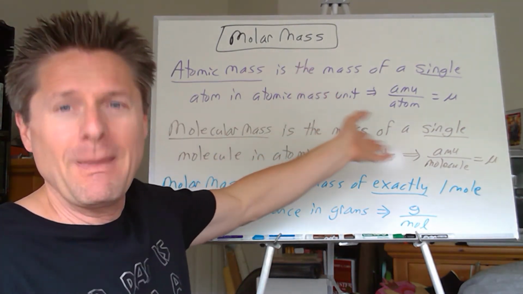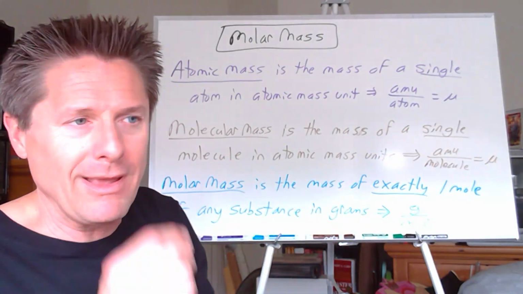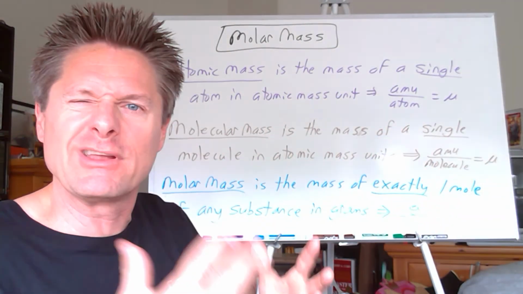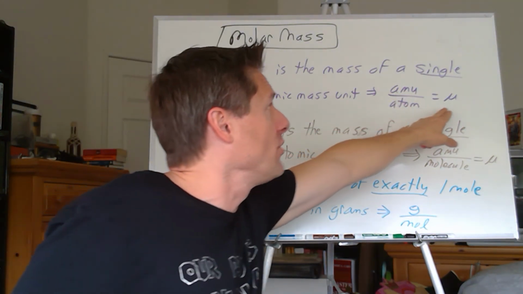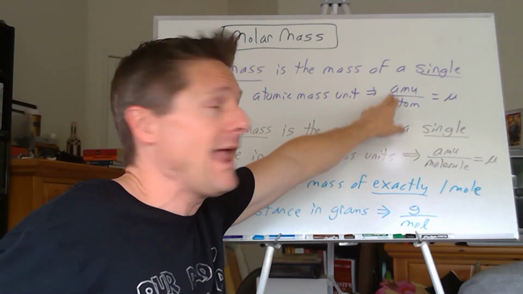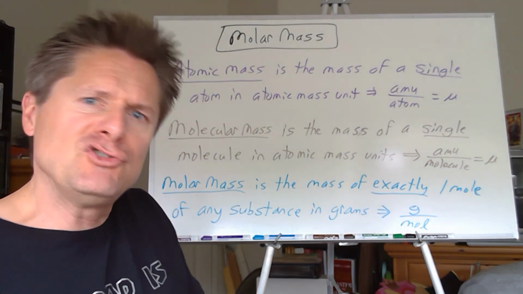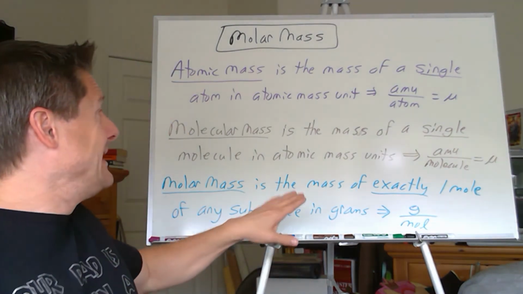So what would be the mass of a single atom of an isotope, or an average atom of an element if you look at all the isotopes? That would be units of atomic mass units per atom, or just that mu symbol, right? So we can use that as a conversion factor to go from one atom to a mass unit of AMUs, which you could convert to grams if you wanted to, or tons, or whatever mass unit you want.